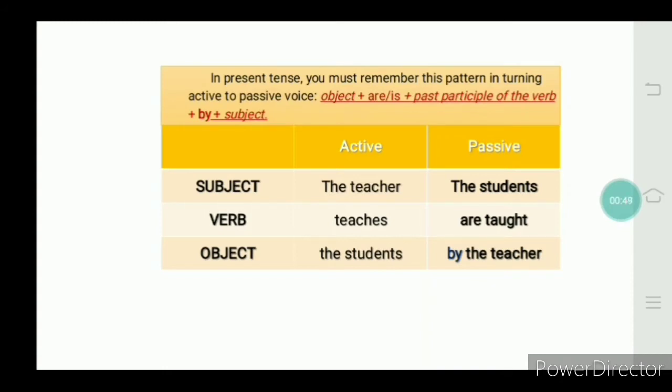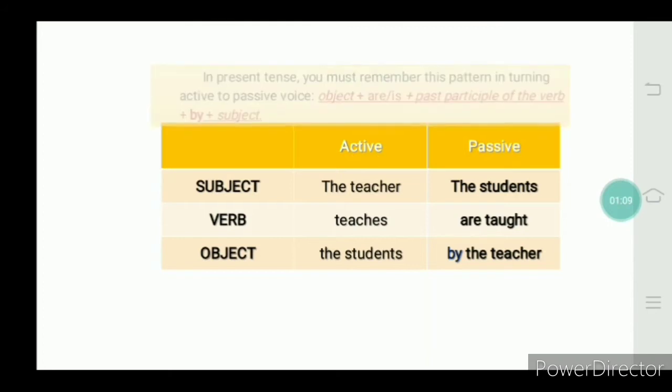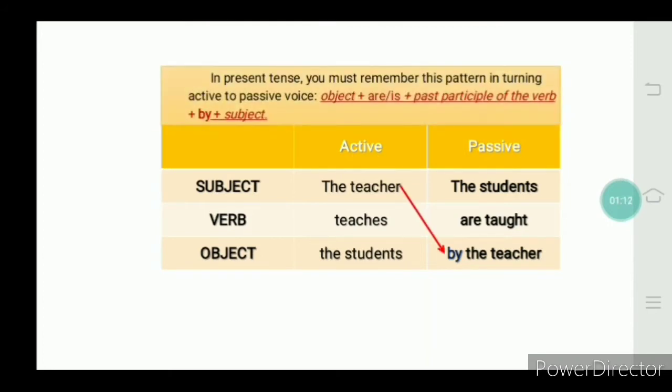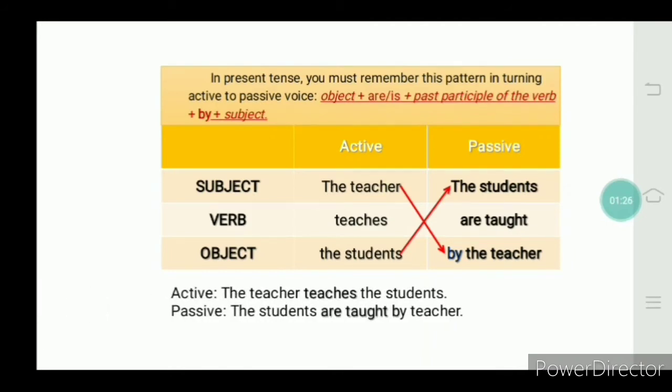For active voice, we have the teacher teaches the students. Our subject is the teacher, our verb is teaches, and our object is the students. But as you can observe, our subject, the teacher in active, will become our object in the passive voice. And vice versa, the object, the students in the active voice, will become our subject in passive voice. So for passive, we have the students are taught by the teacher.